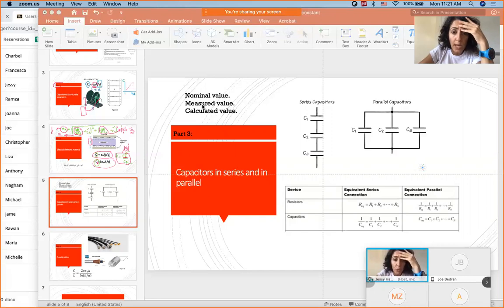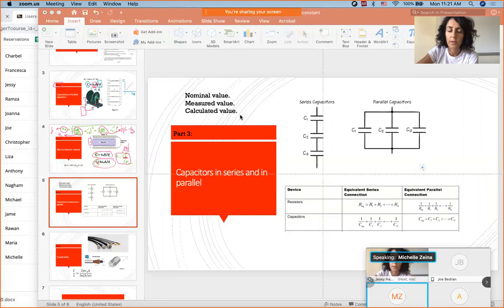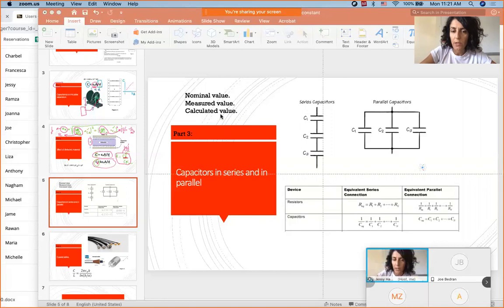Back to you. I need someone to help me out with nominal value, measured value, and calculated value. Do you see any difference? The measured value is the one we use a certain device to find out. The calculated is the theoretical one. The measured is the experimental one. So the calculated is what you calculate, the measured is what the measuring tool measures, and the nominal is basically written on it.